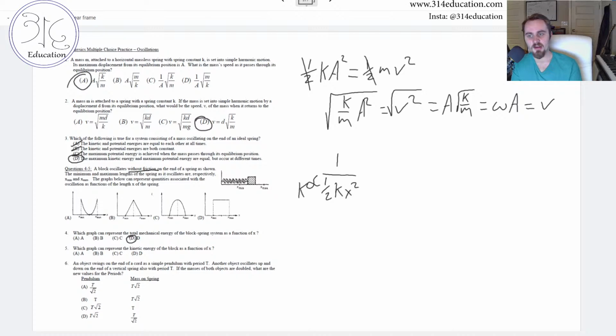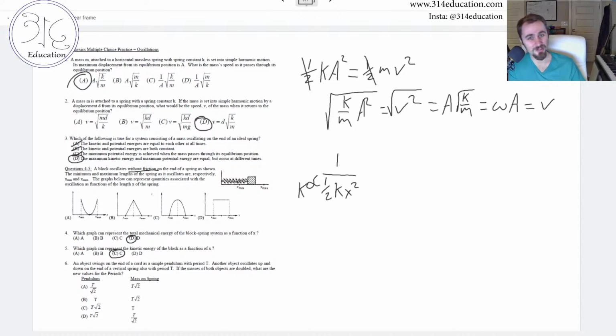So this means that as our x gets larger, our kinetic energy gets smaller, and as our x gets small again, like the displacement, the magnitude gets larger, this also gets small. But as x goes to 0, our kinetic energy gets very, very large. And so we expect this to have a sort of x squared behavior that's nonlinear. That's going to be the curvy graph, so C is our best option here.